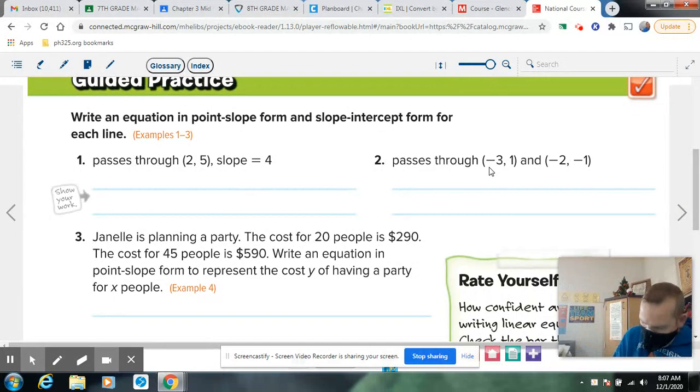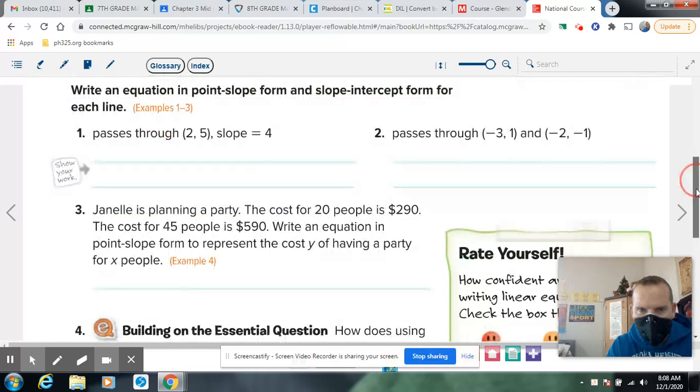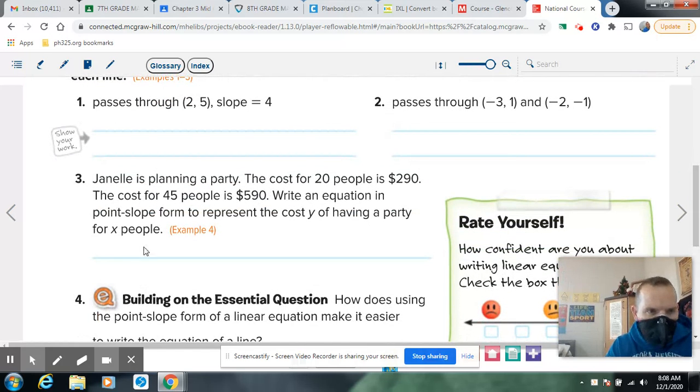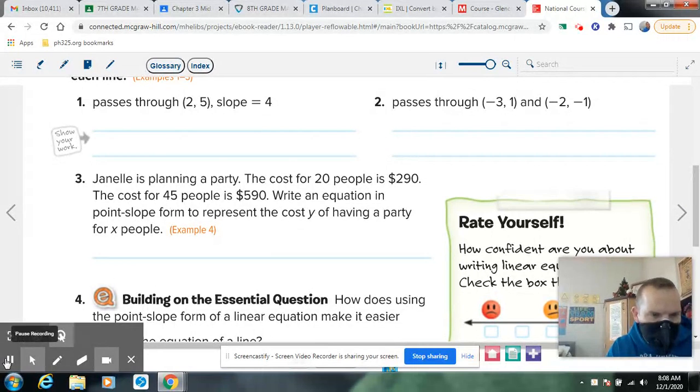All right, very last problem. Let's take a look at our story problem number 3. Janelle's planning a party. Wish I could be there. Parties are fun. The cost for 20 people is $299. The cost for 45 people, $590. Write an equation in point slope form to represent the cost y of having a party for x amount of people. Then go ahead and clear off my board. And again, we will tackle this.